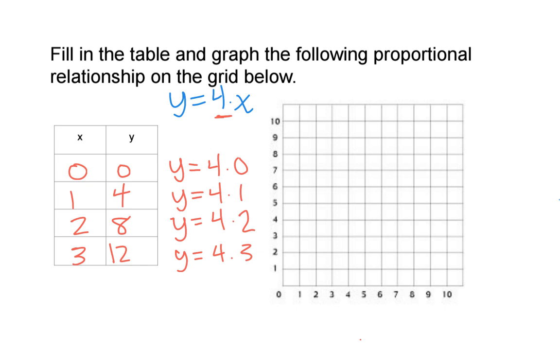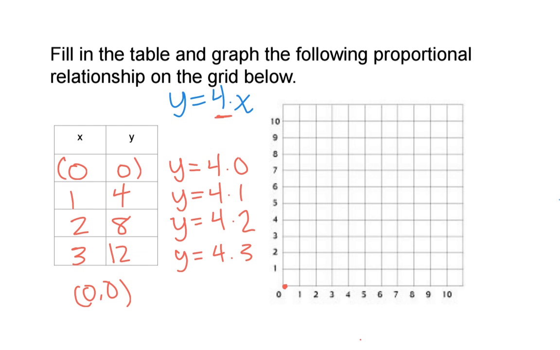So our next task here is we need to graph this, and we're going to use our table. We're going to use the ordered pairs on our table that we came up with, and we're going to use those to graph. So the first ordered pair that we have here is 0, 0. Okay, so remember if we have an ordered pair of 0, 0, that's the origin. So I'm going to put a point at the origin.